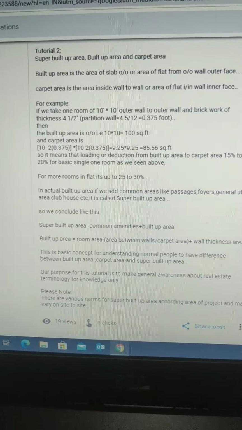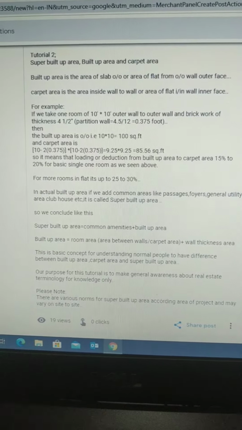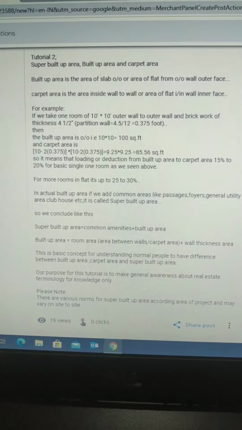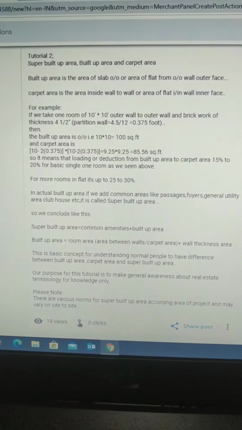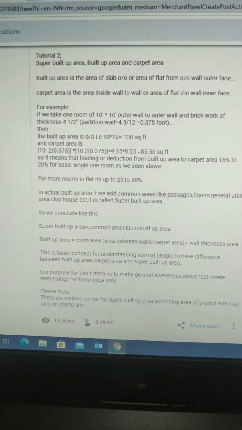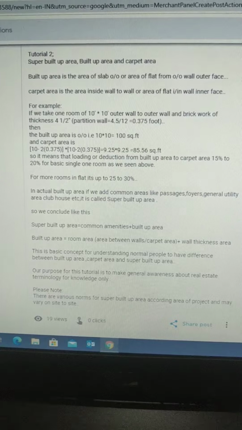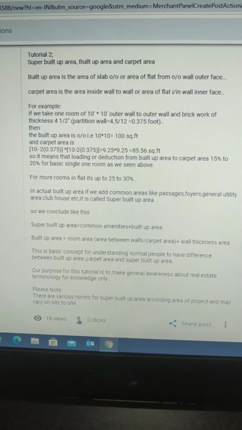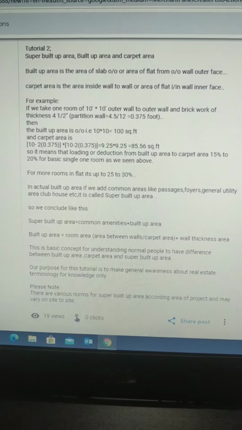So it means that the loading, or the deduction from built up area to carpet area, is 15% to 20% in a basic single room as we saw above. And for super built up area with more rooms, it will go up to 25 to 30%. If in the actual built up area we add common areas like passages, foyers, and general utilities like a clubhouse, it is called super built up area.